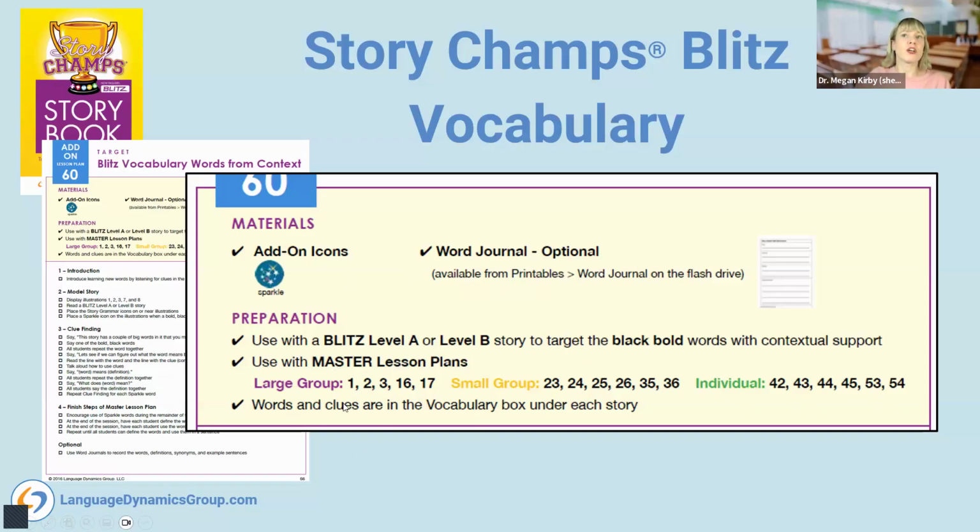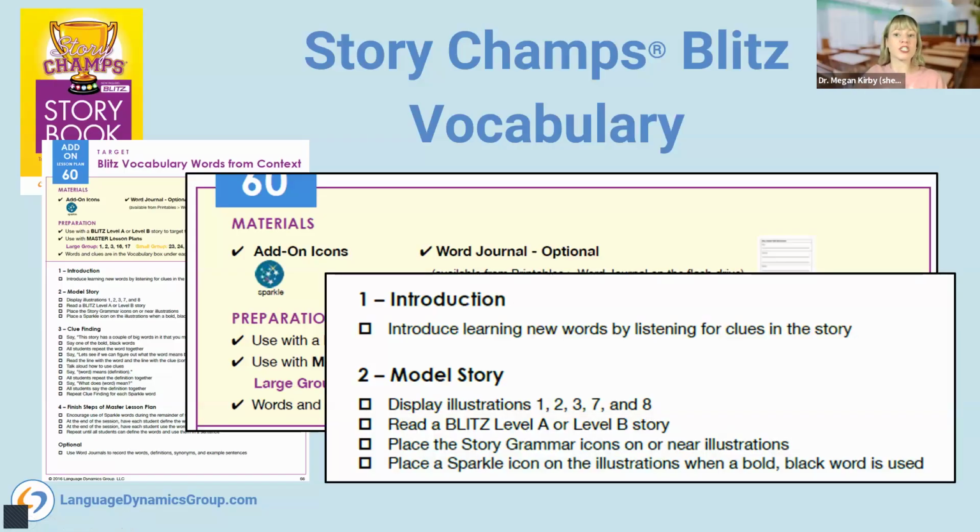And then obviously you're going to pick 2 to 3 of those words, and you'll see that the clues are in the storybook, in their own table. So what you would do is preface: all right, we're going to listen for some new words. There are going to be some words in the story today that you haven't heard. And that's literally all I do. Model the story. I'm going to display particular illustrations. Since the Blitz story has 8 illustration cards, I don't need all 8. I need only 5 pictures, and these are the picture numbers.